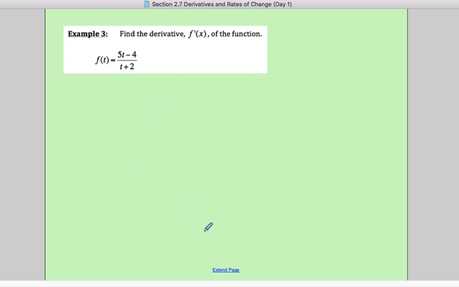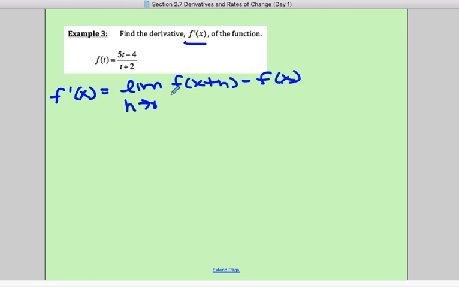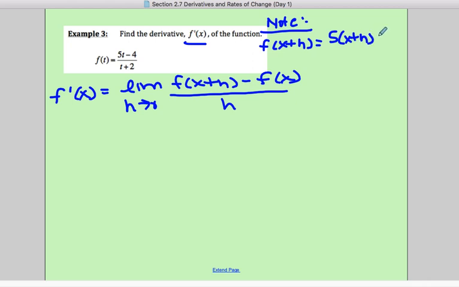Okay, so let's just write down our limit for our derivative. It's saying find the derivative of f prime of x. We want it to have an x in it. So we got our limit as h approaches 0 of f of x plus h minus f of x all over h. Okay. So with this one, there's not a ton of side work that you can do, but we could write a little note if we want to, since it's not a polynomial, to find f of x plus h. So wherever there is a t in this case, I'm now going to write x plus h. So I have 5 x plus h minus 4 all over x plus h and then plus 2.